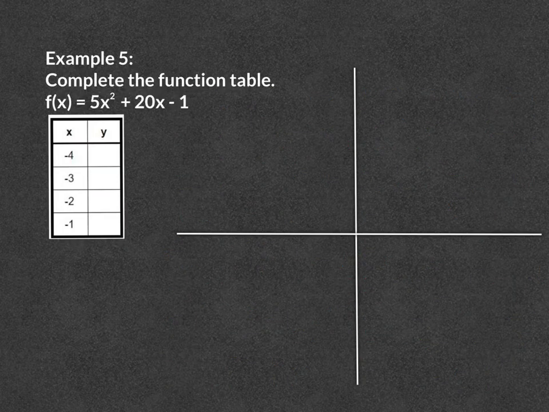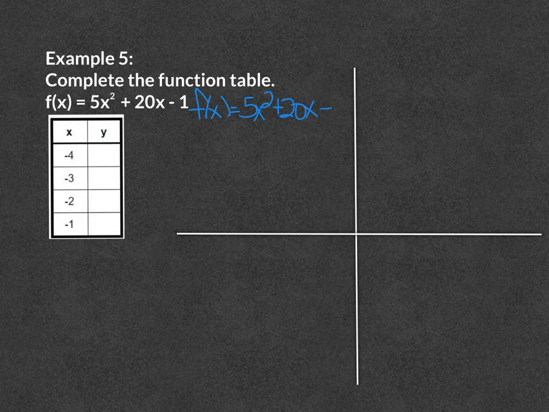Example number 5. Complete the function table. f of x equals 5x squared plus 20x minus 1. So what I'm going to do is take all of my x values and plug them into the equation to find my y value. So remember, the notation f of x is exactly the same thing as y. So I'm going to start off by rewriting the equation. So I have f of x equals 5x squared plus 20x minus 1.